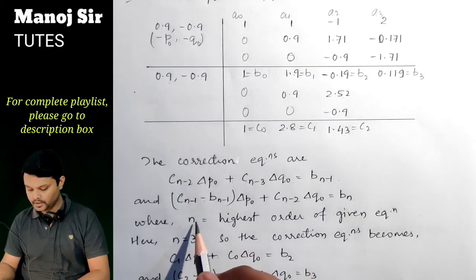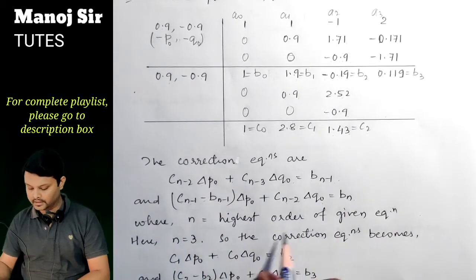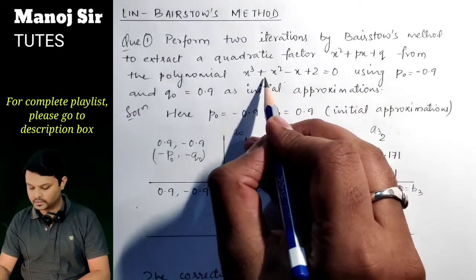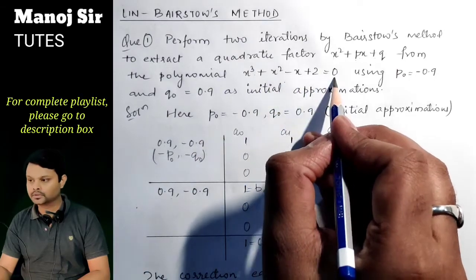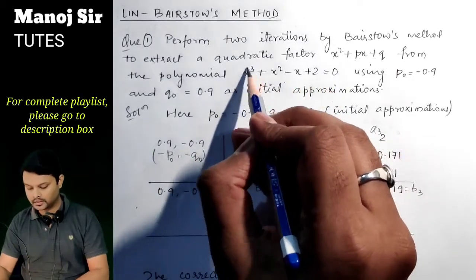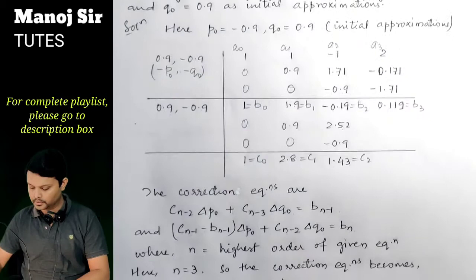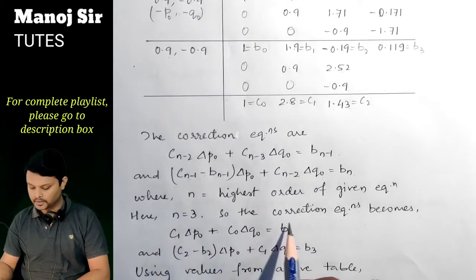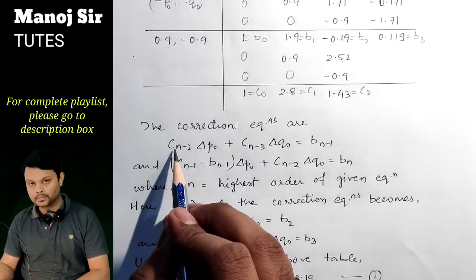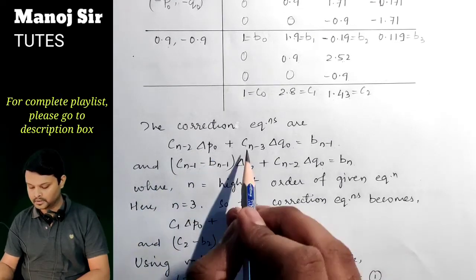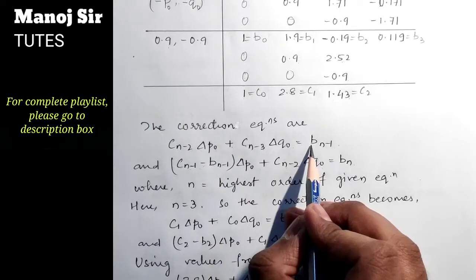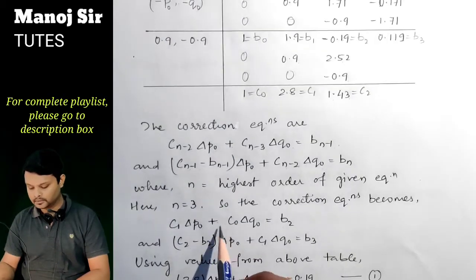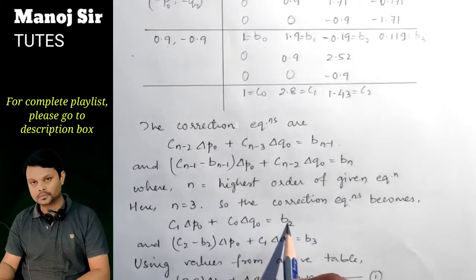What is n? n is the highest order of the given equation. Here you can see the given equation is x cube plus x square minus x plus 2 equal to 0, and the highest order is 3. So here we need to put the value of n equals 3. On putting n equals 3, the correction equation becomes c1 into delta p naught plus c naught into delta q naught equals b2.